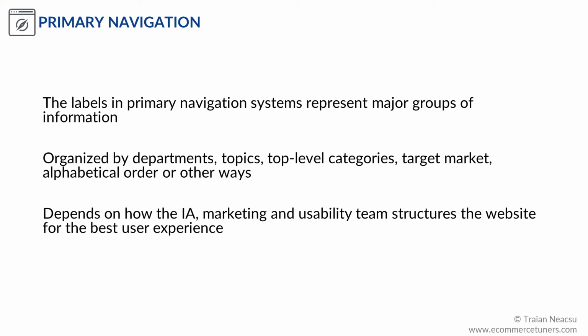For e-commerce websites, the labels in primary navigation represent major groups of information. It can be organized by departments, topics, top-level categories, target market, alphabetical order, or other ways, depending on how the information architects, marketing, and usability team structures the website.